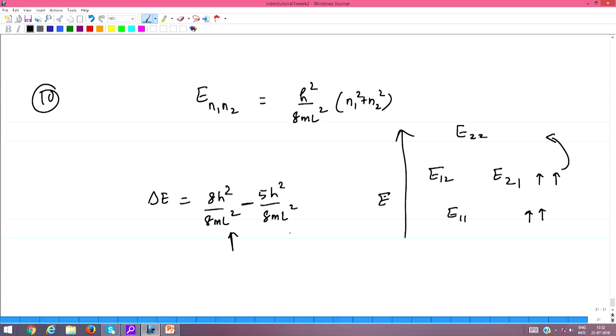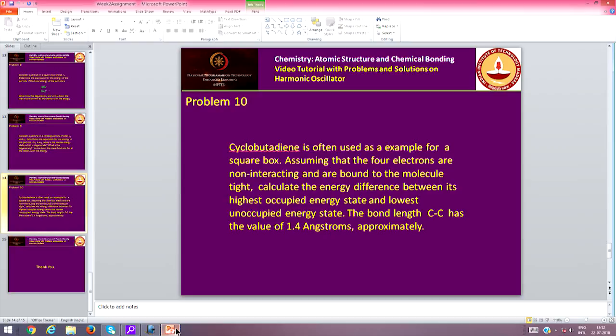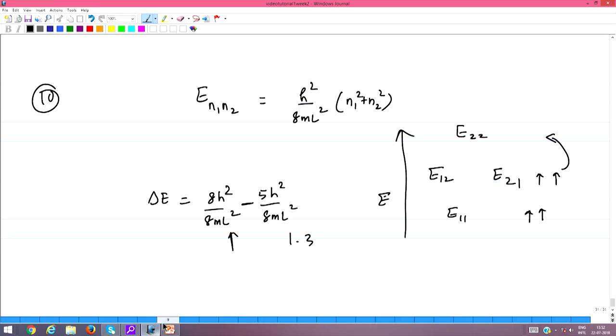L is given as 1.3, what is the number? I believe 1.4. So, this is given as 1.4 into 10 raised to minus 10 meters, okay, and h is known, and mass is the mass of the electron, and therefore the energy difference between the highest occupied state and the lowest unoccupied state is 3 h square by 8 m L square. Okay.